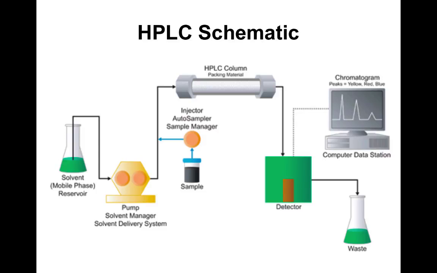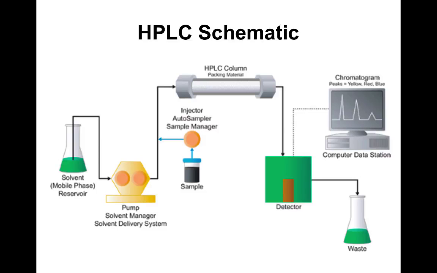Every column with HPLC will have some kind of detector, sometimes multiple detectors. Often you'll have a UV visible detector. In other cases you'll have a mass spec, or maybe you'll have both. Those detectors are attached to computers and you generate a chromatogram.